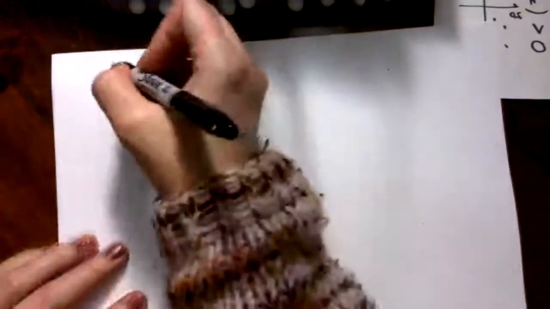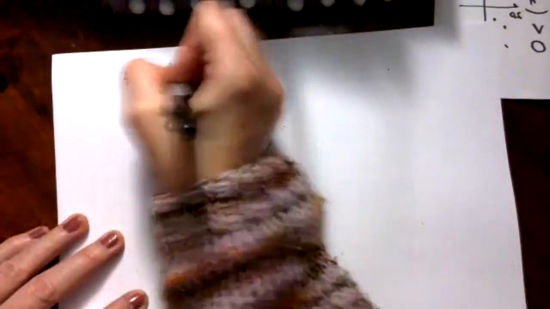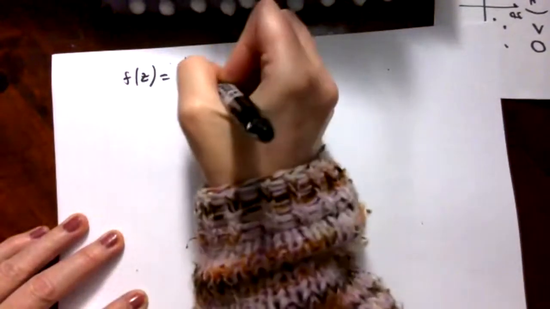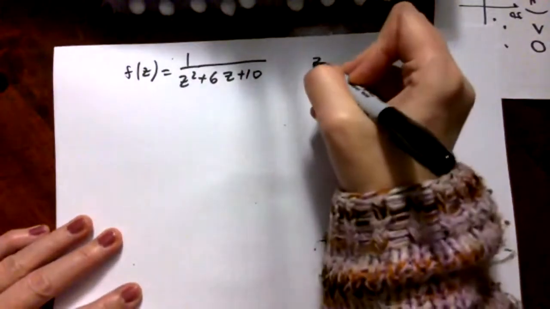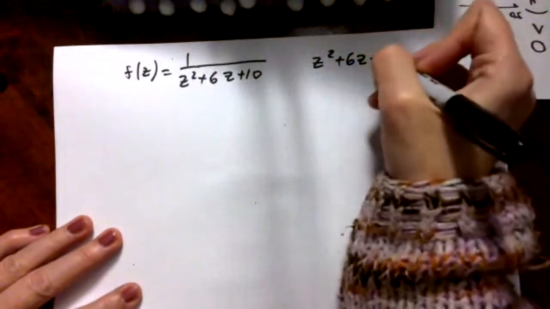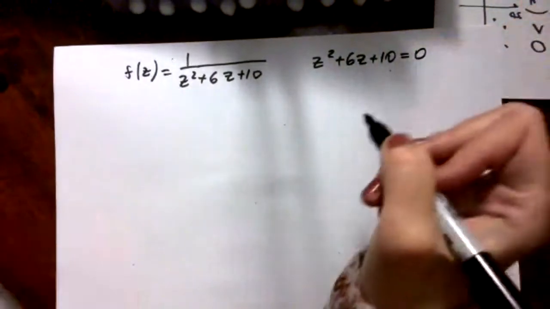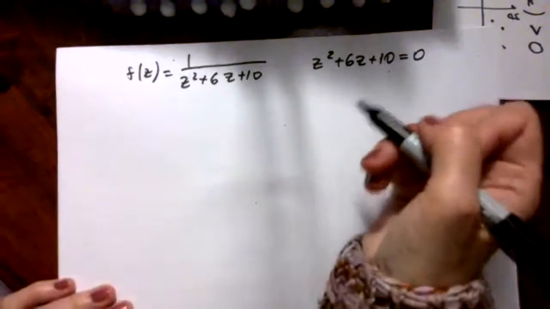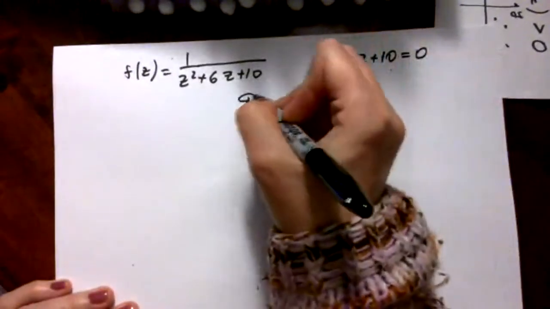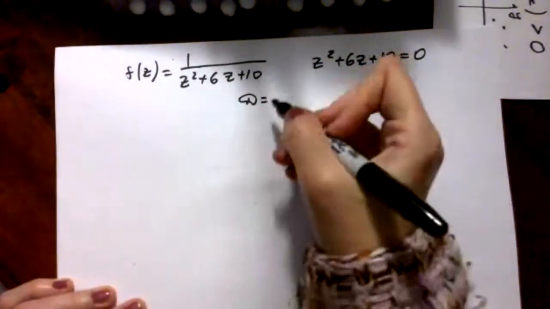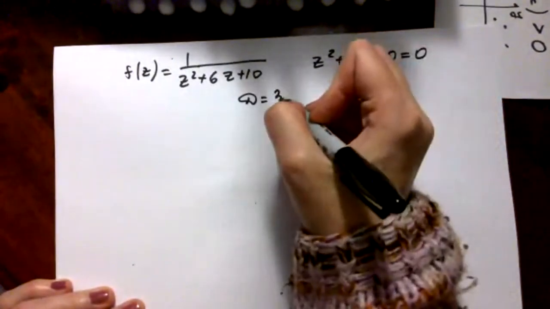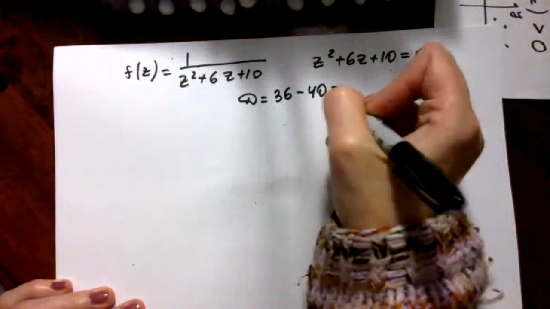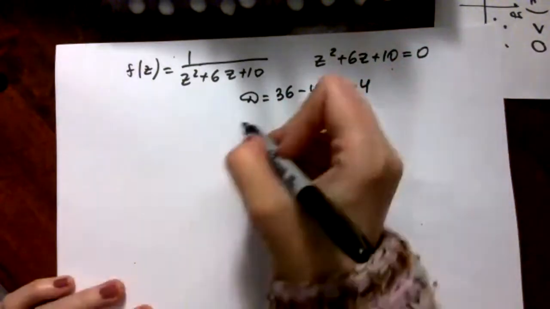Okay, the next step will be to calculate the singularity points of this function. Let me rewrite it again because I ran out of page again. So how can you calculate the singularity points? Very easily. You need to set your denominator equal to 0 and solve this quadratic equation. So let's calculate the discriminant. It will be 36 minus 40. Our discriminant is minus 4.